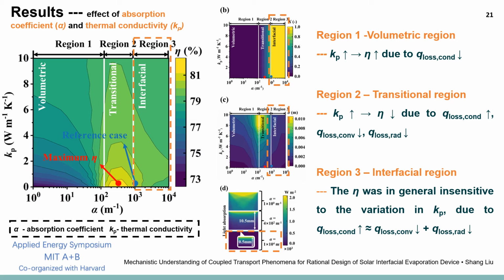In region 3, the efficiency is in general insensitive to the variation of the thermal conductivity. This is because larger thermal conductivity will lead to increased heat conduction, while it will also cause reduced heat convection and heat radiation.